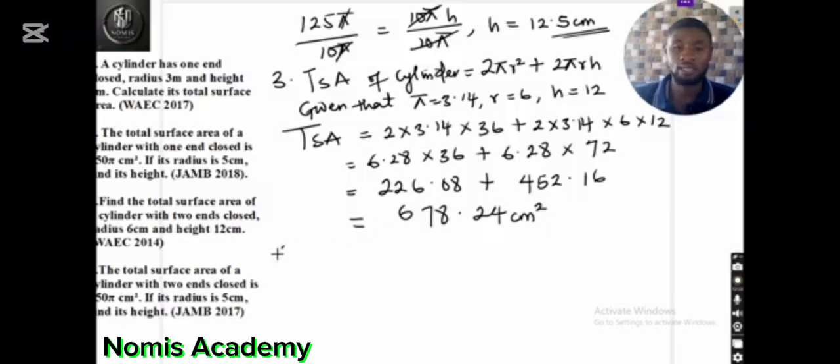Let's take example number 4. It's a JAMB question 2017. The total surface area of a cylinder with two ends closed is 250 pi centimeter squared. If its radius is 5 centimeter, find its height. So in this case, we're going to use the total surface area of a cylinder with closed ends.